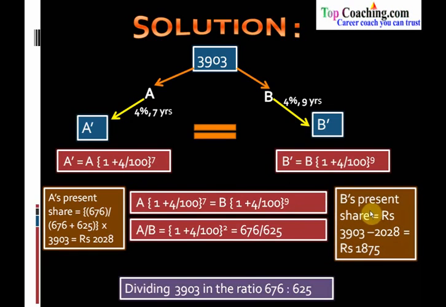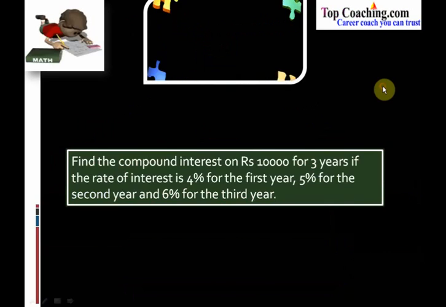And similarly, B's present share would be equal to 3903 minus 2028, and that is equal to 1875 rupees. So A's present share is equal to 2028 rupees, and B's present share is equal to 1875 rupees.